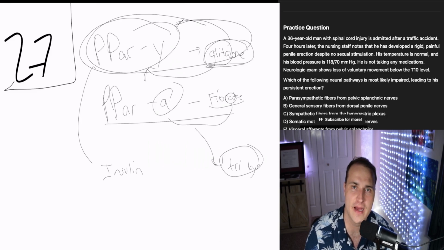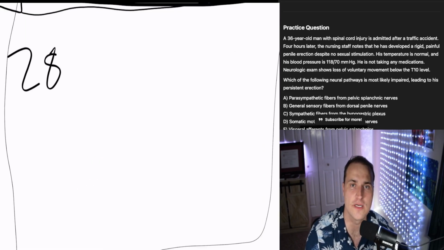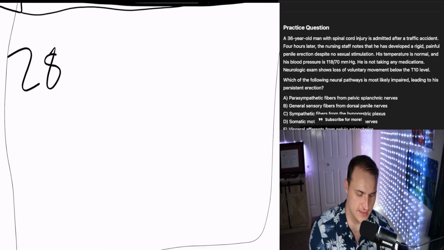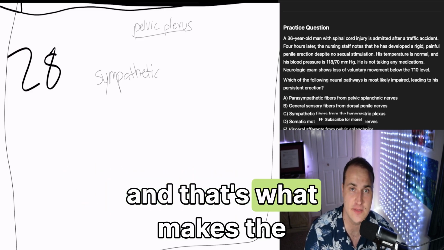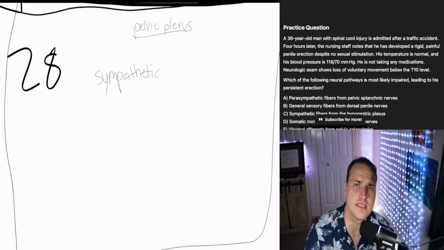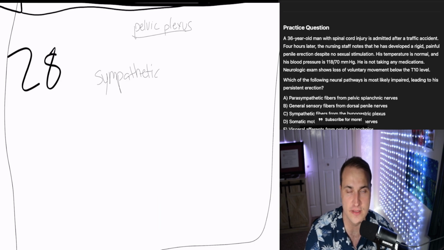A single nerve pathway can decide whether this man's erection will end or continue. So normally your sympathetic fibers from the pelvic plexus are going to fire off norepinephrine to clamp down on the blood vessels. And that's what makes the erection go away. When these sympathetic signals are lost, like in a spinal cord injury, or overridden by drugs like sildenafil, then the blood keeps pooling and the result is priapism. So it's painful and it lasts several hours. And so in this question, we got a dude with a spinal cord injury and he has that persistent erection without stimulation.